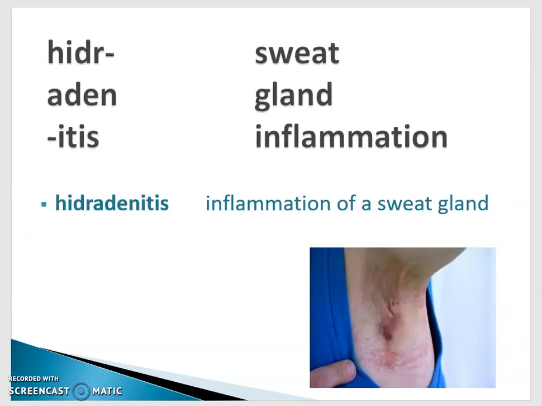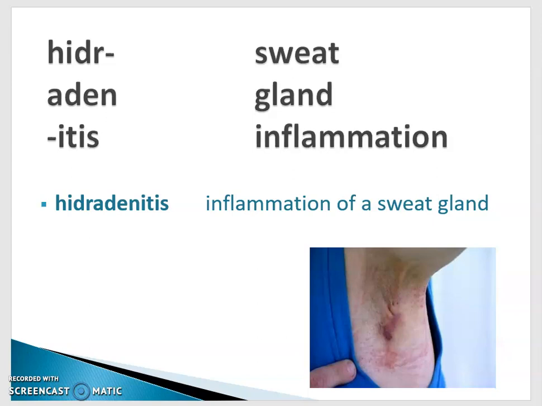We have a gland here that's inflamed. So we have hydr, which is now being used as a prefix for sweat. Aden is our combining form or word root in this particular word, and that means gland. And itis means inflammation, which gives you hydradenitis, inflammation of a sweat gland.